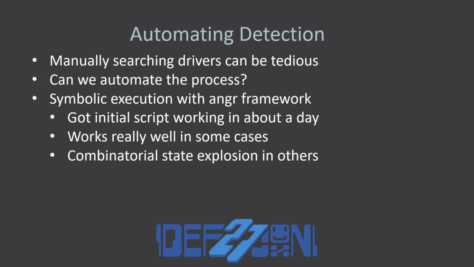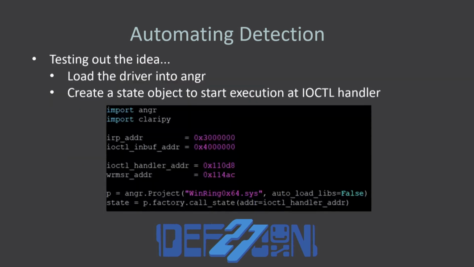I got an initial script just to try out the idea working in about a day, and it works really well in some cases. In other cases, the code is complex enough that you run out of memory and you have a state explosion, because there are so many conditional branches. But for what that actually looked like, we had a specific driver that we know is vulnerable, and we know the address of the handler that does the main IOCTL dispatch, and we know the address of a write MSR opcode that we want to search for and see if it is actually taking data that's passed from user space.